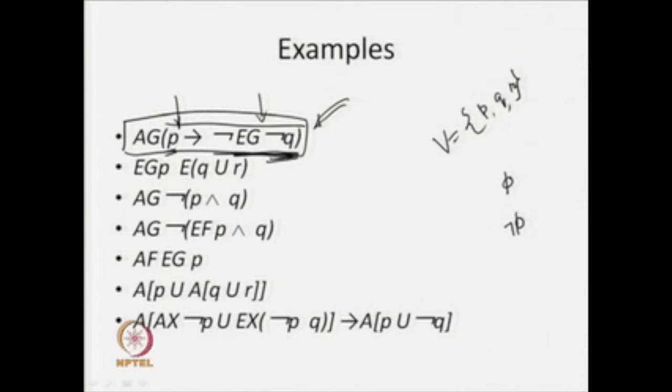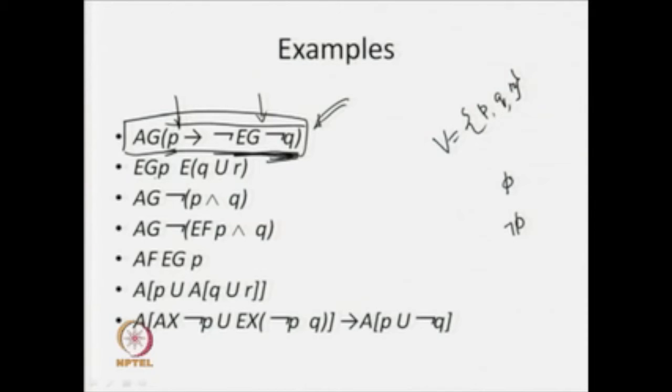Similarly, we can analyze each and every formula and you will find that these are valid CTL formulas. In the second example, you just see this is Q until R. This is the until operator, and Q and R are CTL formulas. So, E Q until R is also a CTL formula. Similarly, E G P: P is a CTL formula, so E G P is a CTL formula.